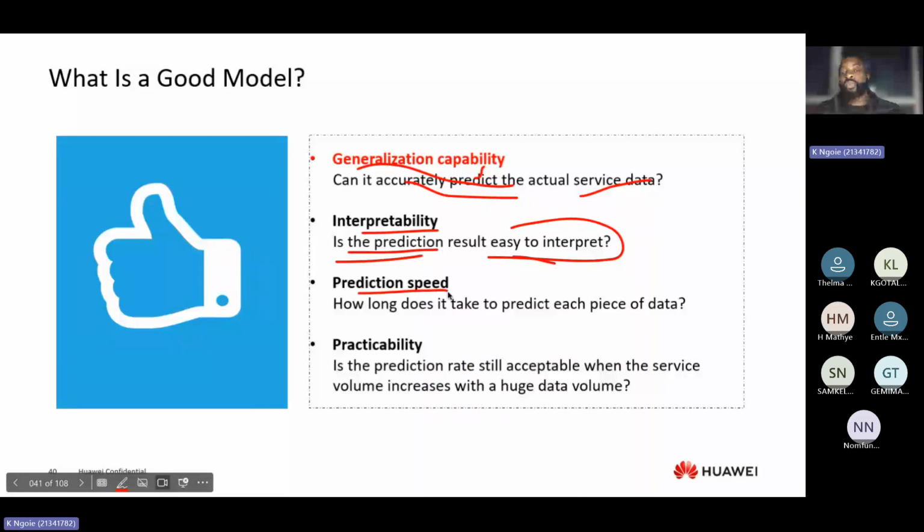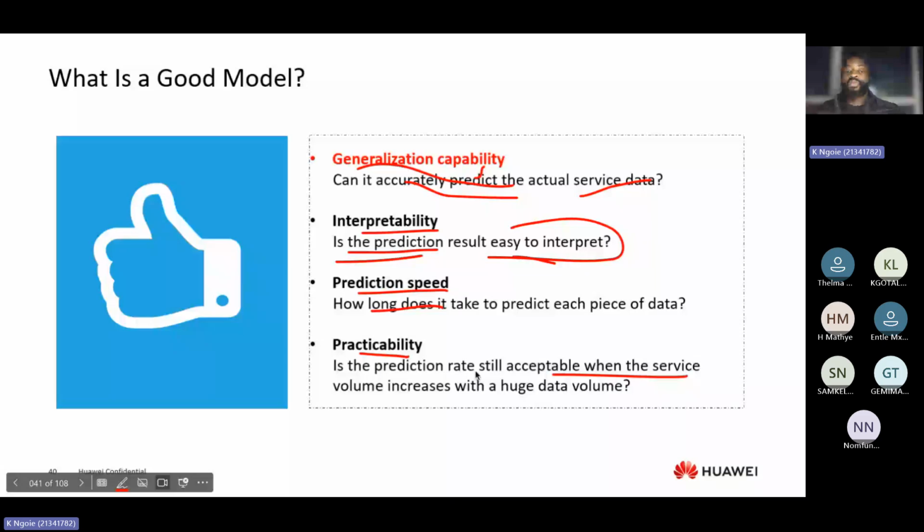What's the prediction speed? You can't apply a model on any AI tool and then it takes forever to give you the result. So a good model needs to be faster. Okay, so the result needs to get to you faster. Okay, and then you have the practicability. Is the prediction rate still acceptable when the service volume increases?